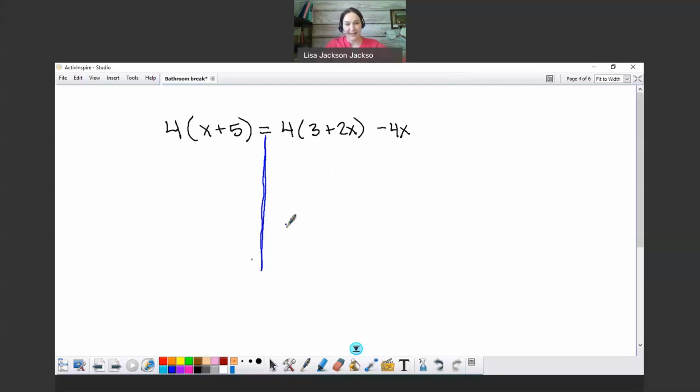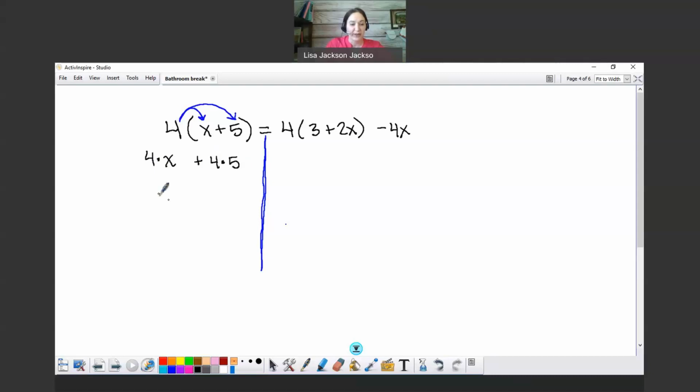Before I get to add, subtract, multiply, or divide new things, I need to simplify what I have. So I'm going to get rid of parentheses by distributing. This is a multiplication. Again, this is not a new thing. We are applying our law of distribution. So 4 times x, and then plus 4 times 5.